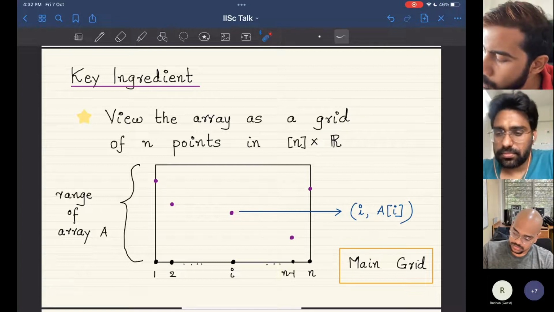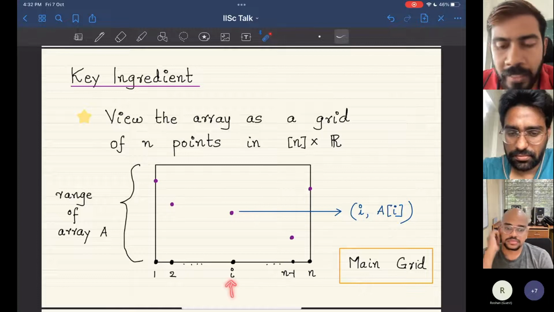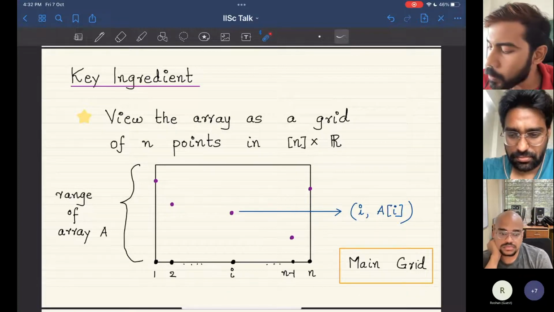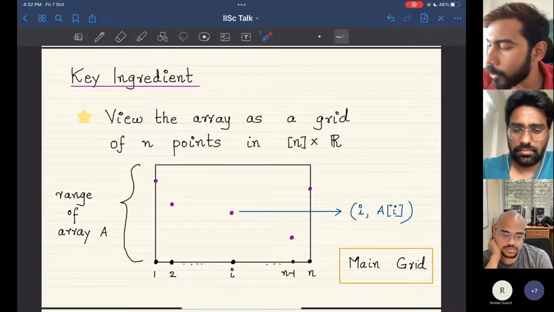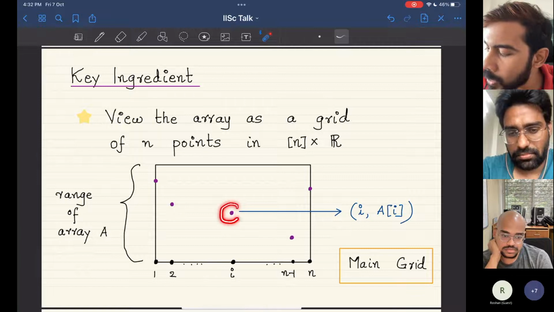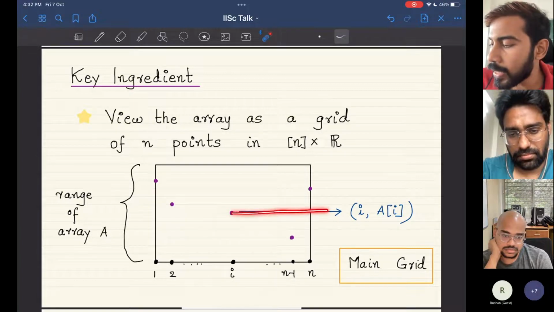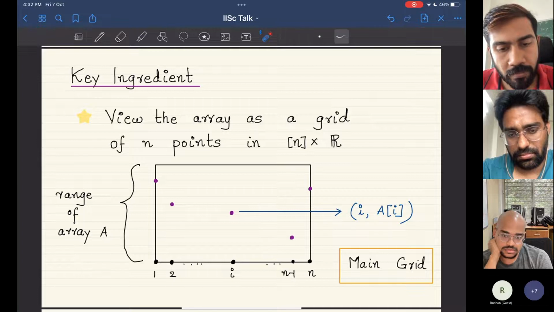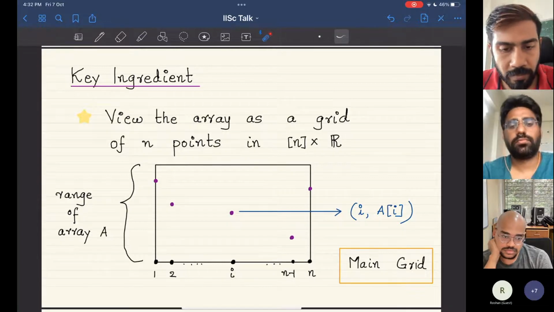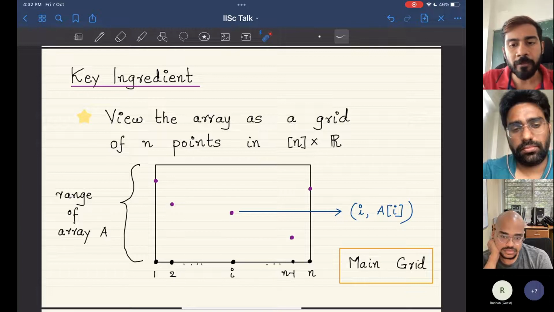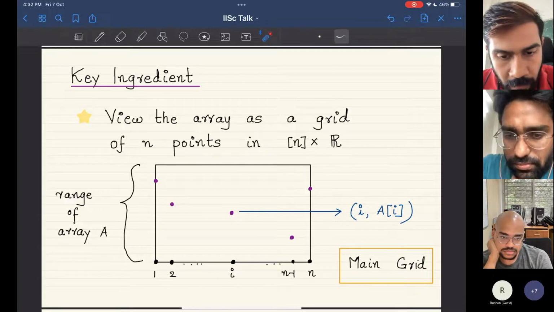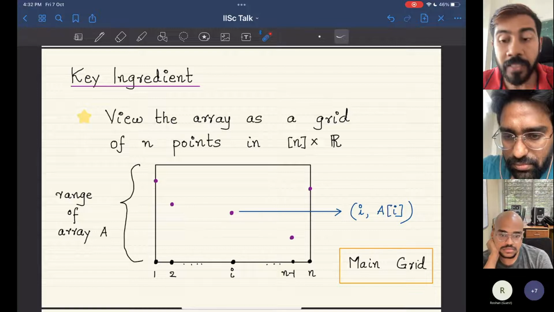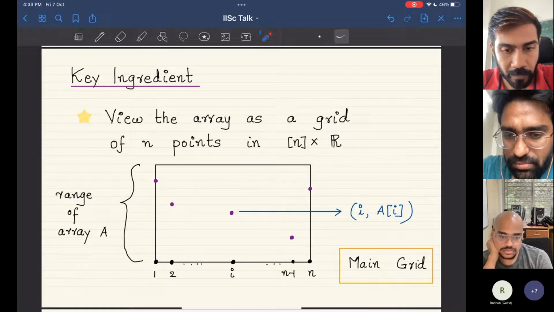And so maybe I make a query to the ith location in the array. So I specify the index i to my oracle, and the oracle returns the value a of i. Then I know that this point is present in the grid, right? a of i is present in the grid when I make that query. This is how I'm learning how this grid looks like. I'm making queries and figuring out how this grid looks like. But there is some grid that I know.